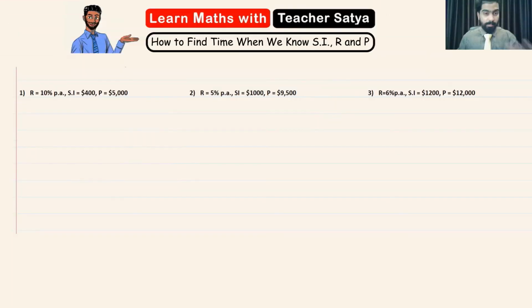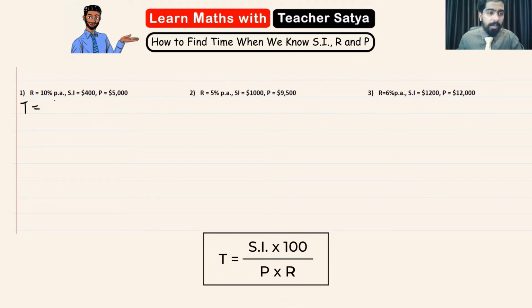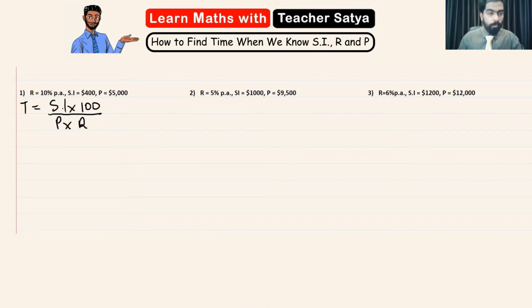All right, guys. Now in question number one, we see that the rate is 10% per annum. That means per year. The simple interest is $400 and the principal is $5,000. Now step number one, we are going to write the time formula. So the time is SI multiplied by 100 over P times R, right guys? Now we will be using this formula to solve all of these three questions.